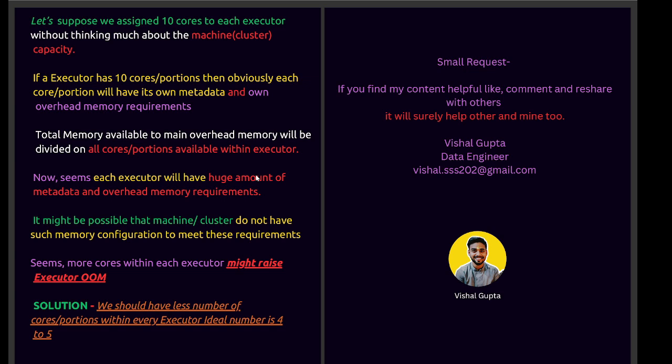It might be possible that the machine or cluster does not have such a memory configuration to meet these requirements to store a huge amount of metadata and overhead memory. In these scenarios we may need more cores within each executor, and if we do not have a huge amount of cores within each executor, the Spark executor might raise executor out of memory.